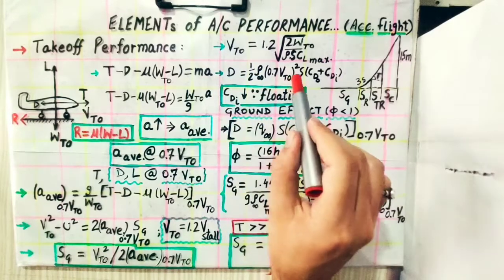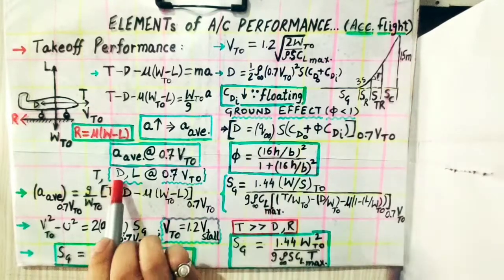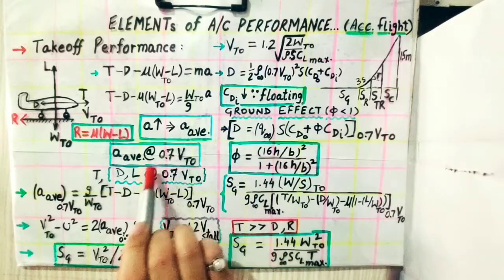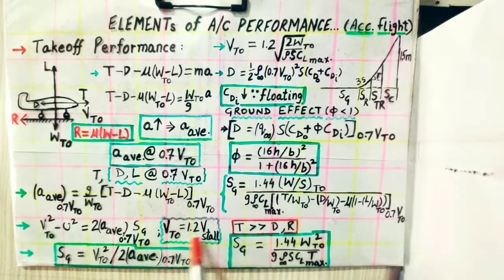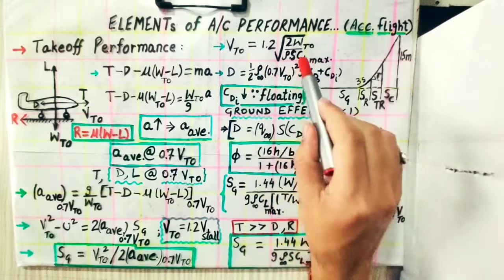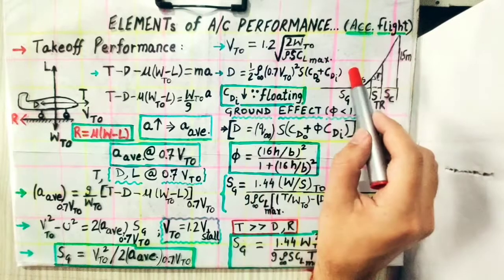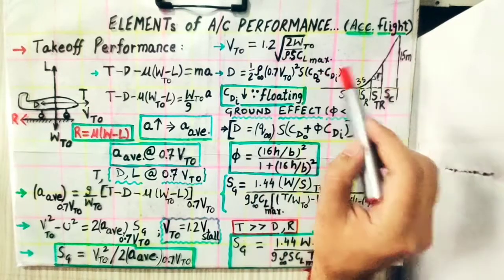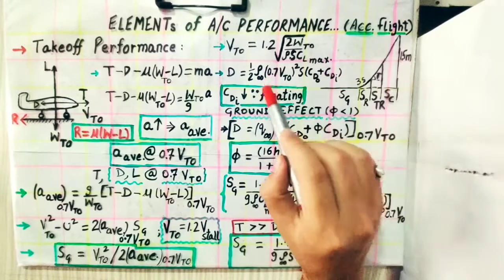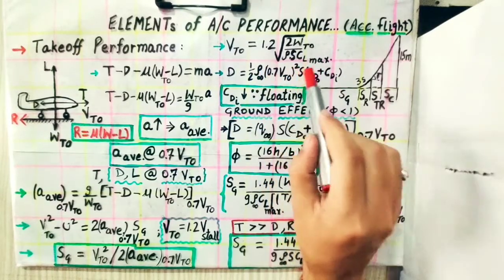From here, if you observe, what do we mean by 0.7 times v takeoff? We have drag at 0.7 times v takeoff as half rho v square S CD, where v over here is 0.7 times v takeoff, and this whole is squared. So for half rho v square S CD, from the drag polar equation we know CD is equal to CD naught plus CDi. Similarly, we do the same thing for lift, which is L equals half rho v square, where v is 0.7 times v takeoff, squared, S CL.